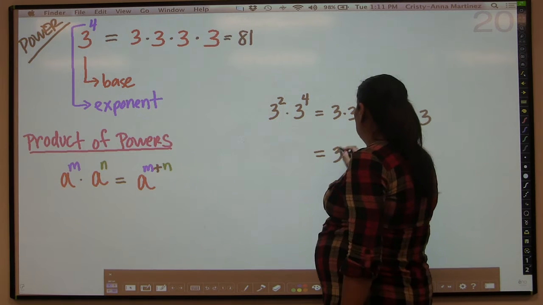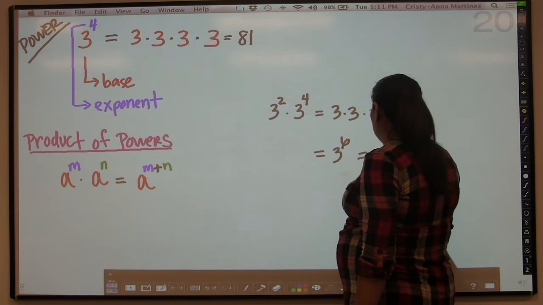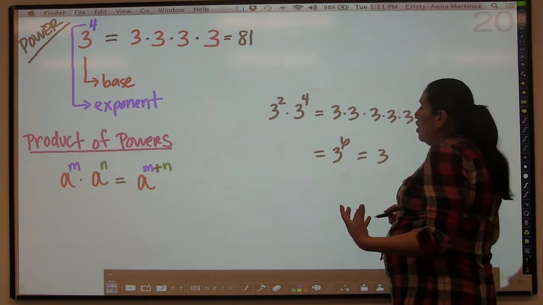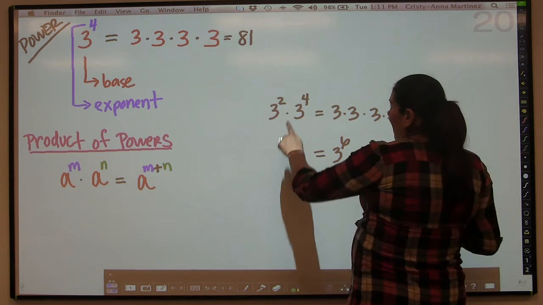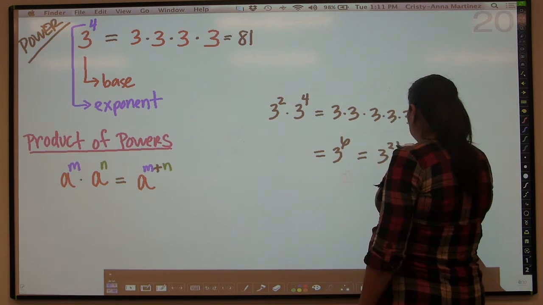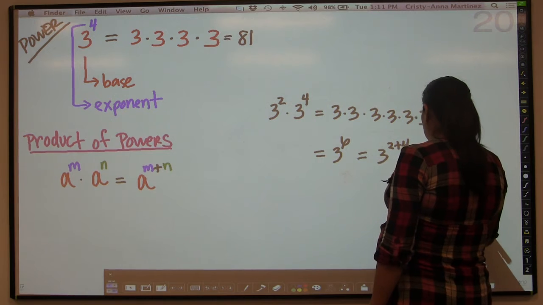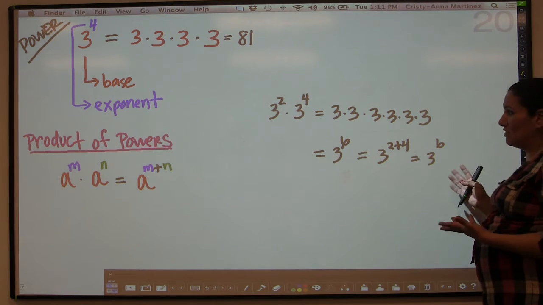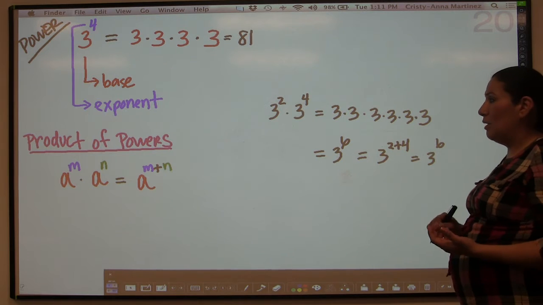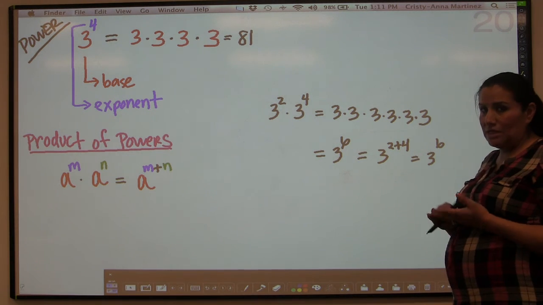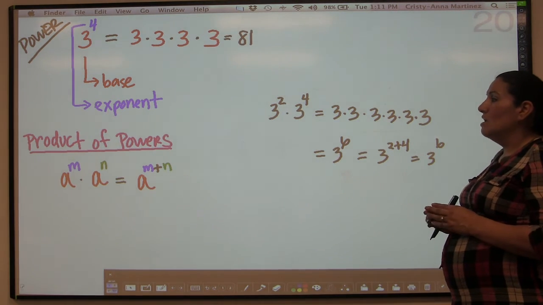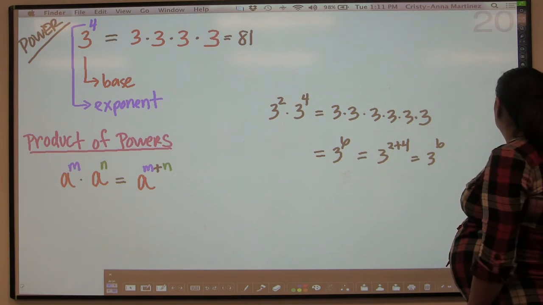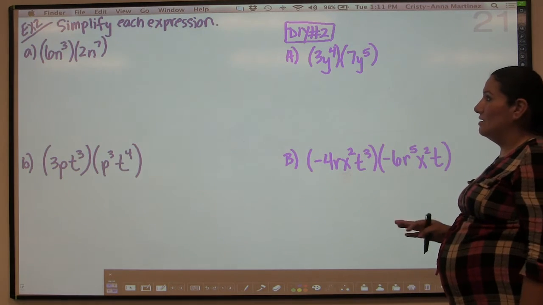So that's basically 3 to the 6th power, which is the same thing as if I had gone the shortcut way, which would be to use the rule and just add the 2 and the 4. That also would have been 3 to the 6th power. So it's a lot easier to use the rules in this case. So basically what I've shown you with this is the product of powers property, where whenever you have the same base and you're multiplying powers, you add the exponents. So now we're going to use that in this example.